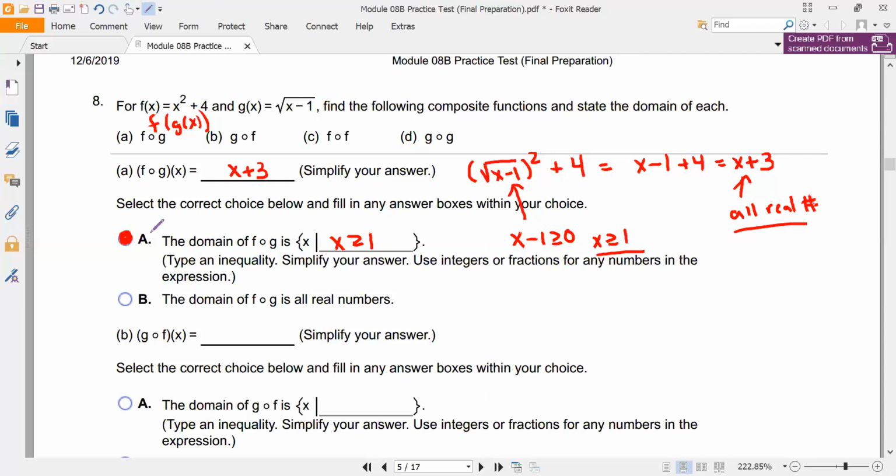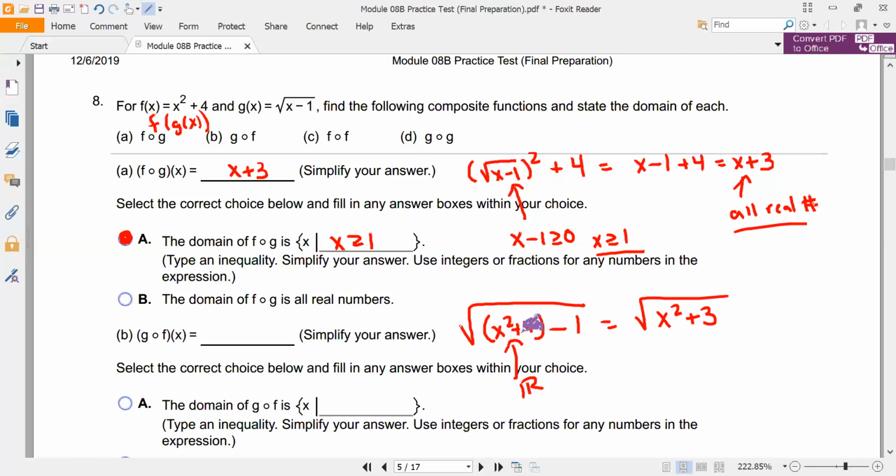All right, so let's do g of f. So we're going to be taking the g function as our outside part. So that's going to be square root of blank minus 1. And we're going to plug the f function inside there. So that's x squared plus 4. Drop the parentheses, and that would just be x squared plus 3. So the inside function has an all real number domain again, because this has a polynomial for the inside function. For the other function, we have to make sure this stays greater than or equal to 0. This is the end result.